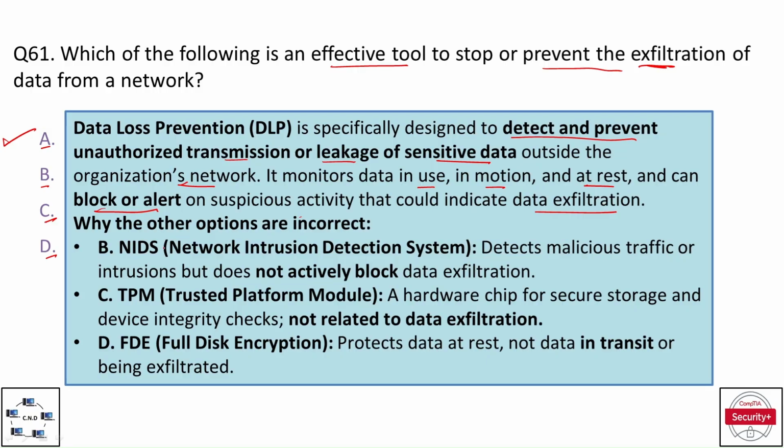Why the other options are incorrect? Option B, NIDS, that is network intrusion detection system, detects malicious traffic or intrusion but does not actively block data exfiltration. Option C, TPM, that is trusted platform module, is a hardware chip for secure storage and device integrity checks, not related to data exfiltration. And option D, full disk encryption, that is FDE, protects data at rest, not in transit or being exfiltrated.